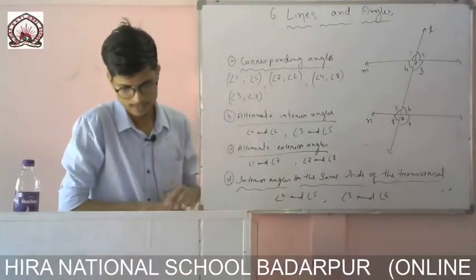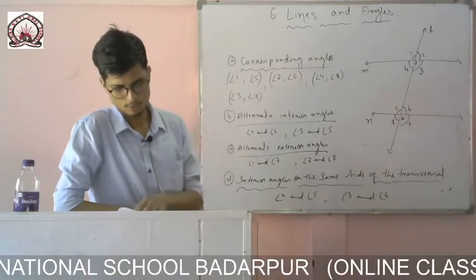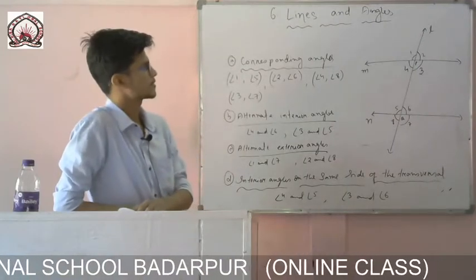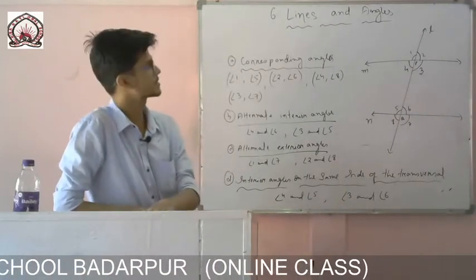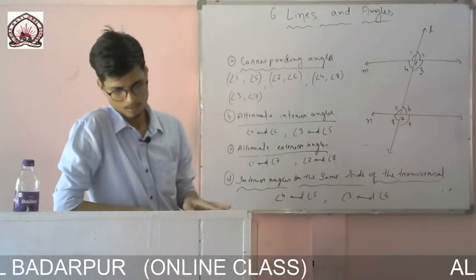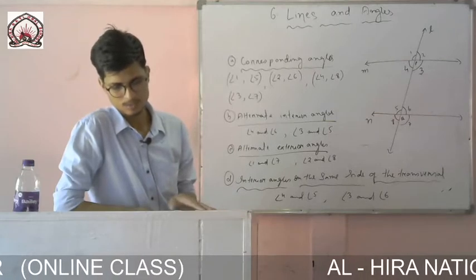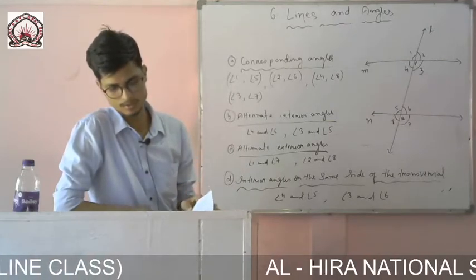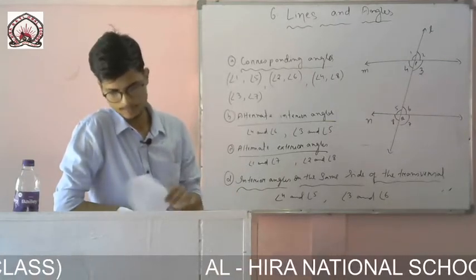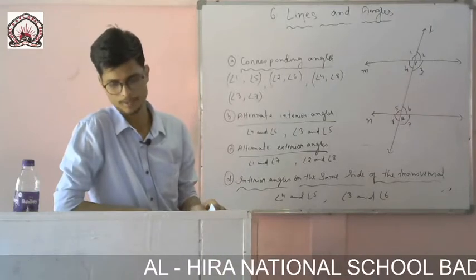So today we will be discussing the next topic of exercise this chapter number 6, that is lines and angles. One class I have taken earlier, so in that class I have discussed the things that were there in exercise 1. So now I will discuss 6.2, that is the second exercise of this chapter.